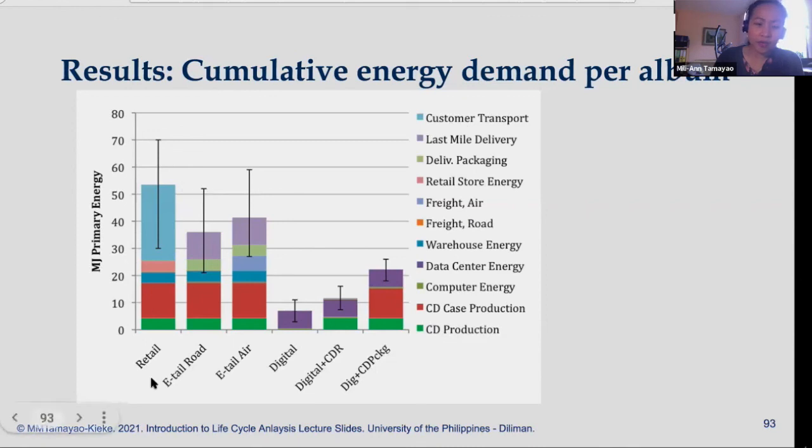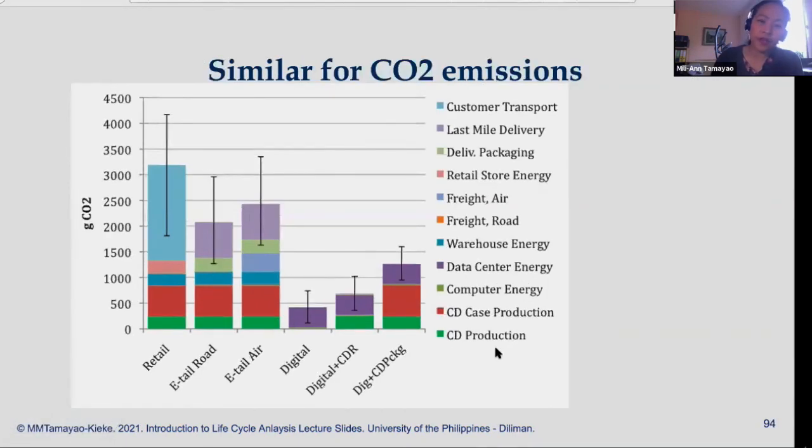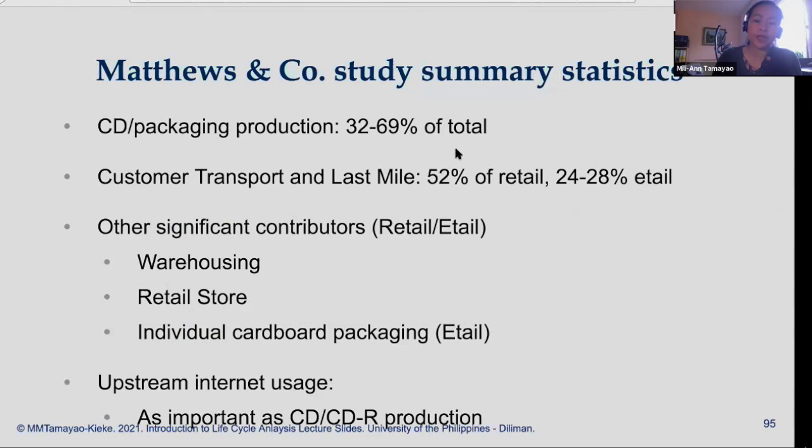As you can see, for retail, for example, the item that uses the highest amount of energy is customer transport. But for those that need case production, case production also accounts for a huge portion of the energy use. Now let's look at CO2 emissions. It's very similar, the profile is very similar.